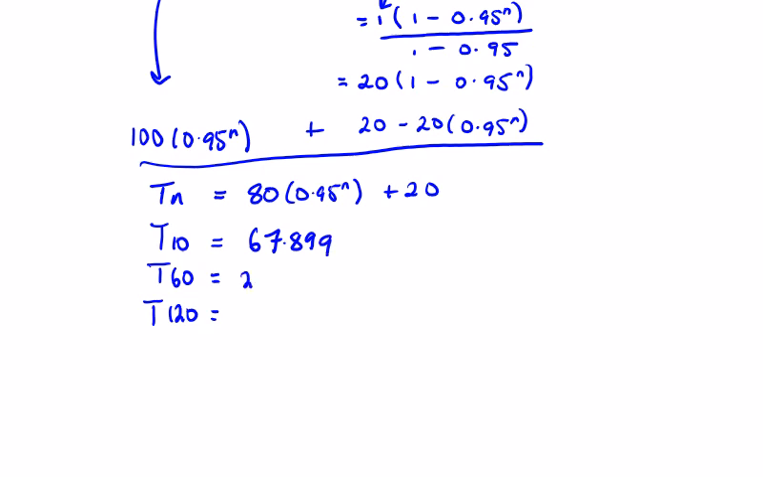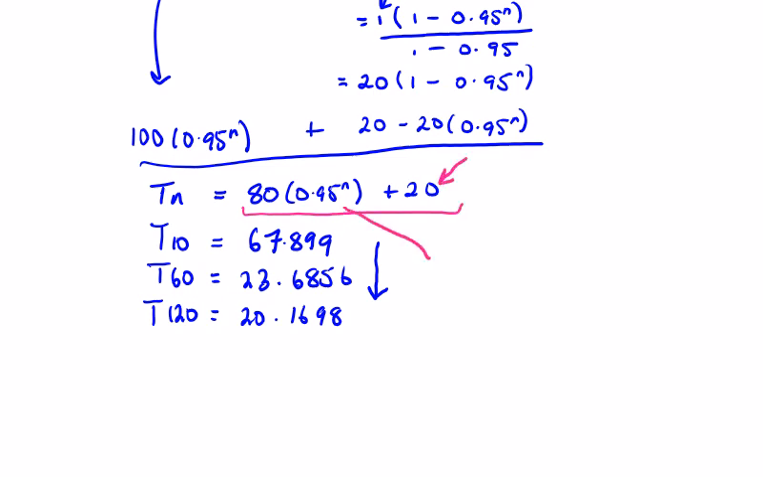Then 23.6856. What's happening here? Temperature is going down as time goes on. And then 20.1698. And if we look at our equation, what's it telling us? It's telling us that the limit of this is going to be the plus 20, because as n tends to infinity, 0.95 to the power of n tends to 0.